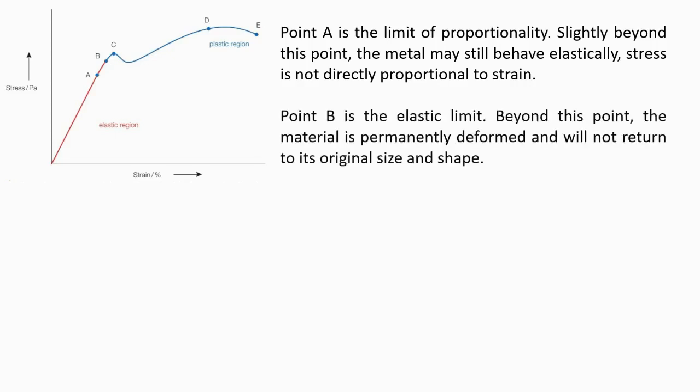Then what about point B? Point B is the elastic limit. That means up to this point, the body has a tendency to regain its shape when we remove the applied forces. Beyond this point, the material is permanently deformed and will not return to its original size and shape. That is the importance of the elastic limit.